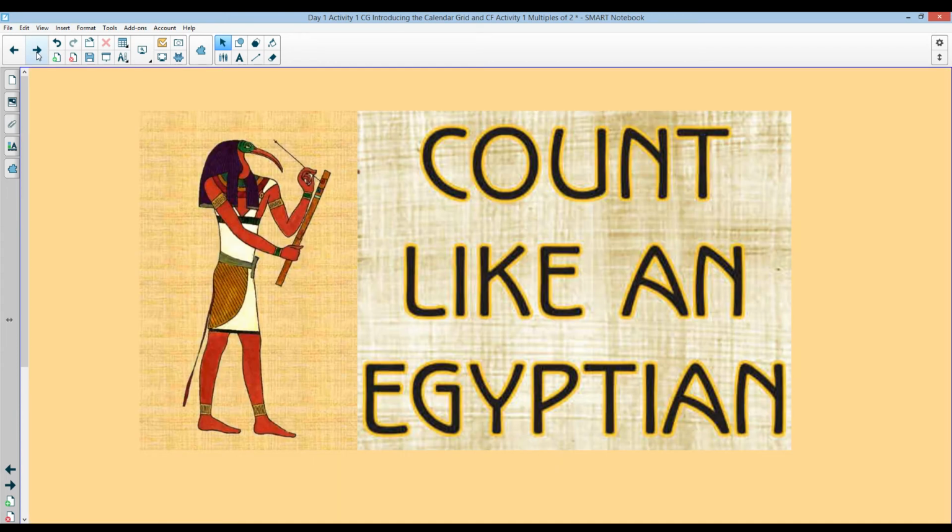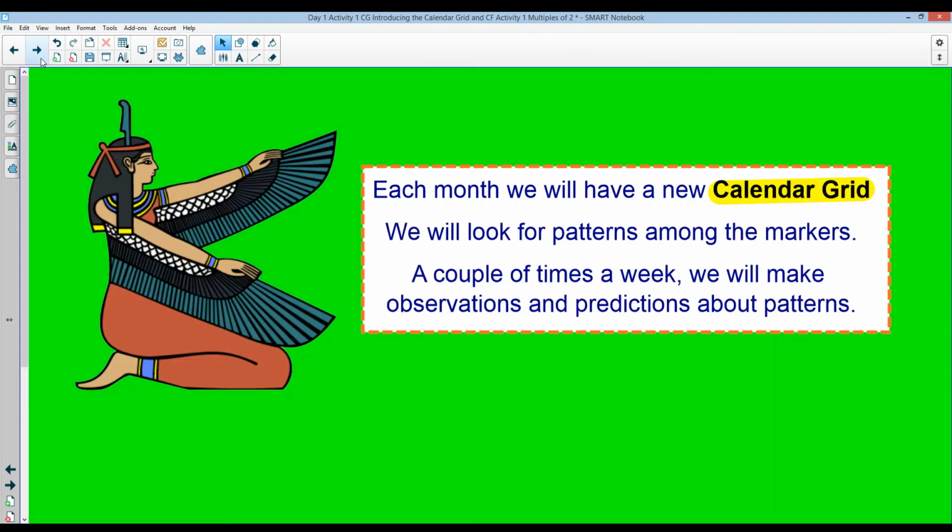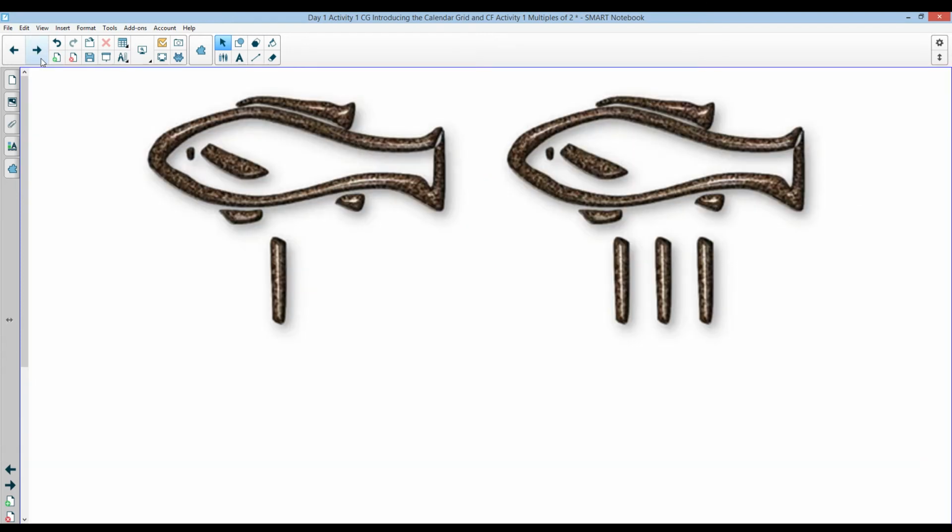So why are we going into this a little bit with this number corner in our calendar collector or observation? We're going to be counting like Egyptians. Each month we're going to have a new calendar grid. We will look for patterns along the markers, and a couple times a week we're going to stop and make some predictions.